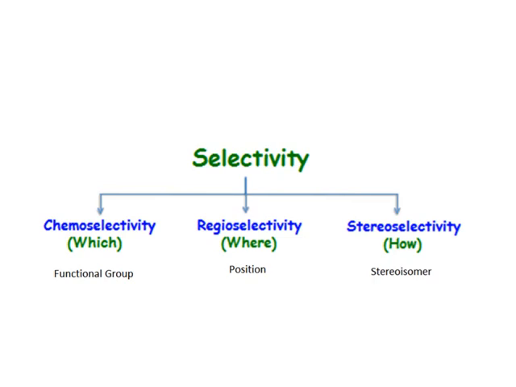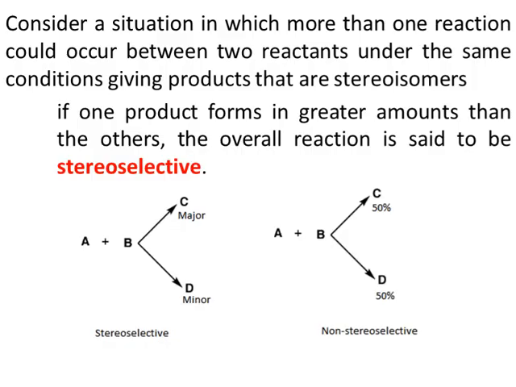So stereoselectivity has two aspects. When you are considering the reactivity of two stereoisomers, then we consider the rate of reactions, and we see which of the two stereoisomers reacts faster. When you are considering the product, then we see which of the two stereoisomers forms in more amount. So this is called stereoselectivity.